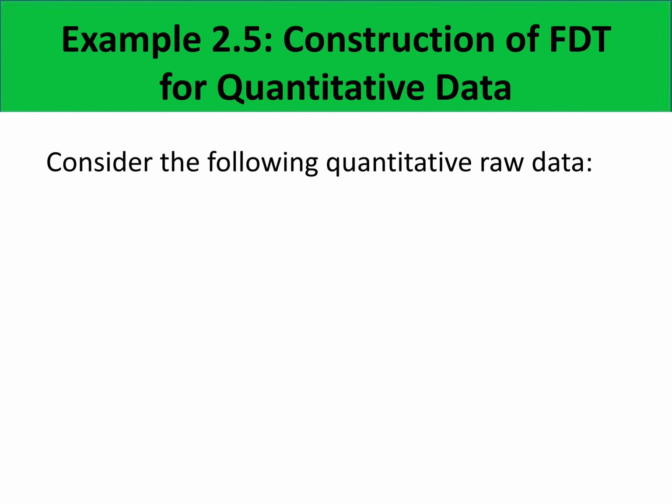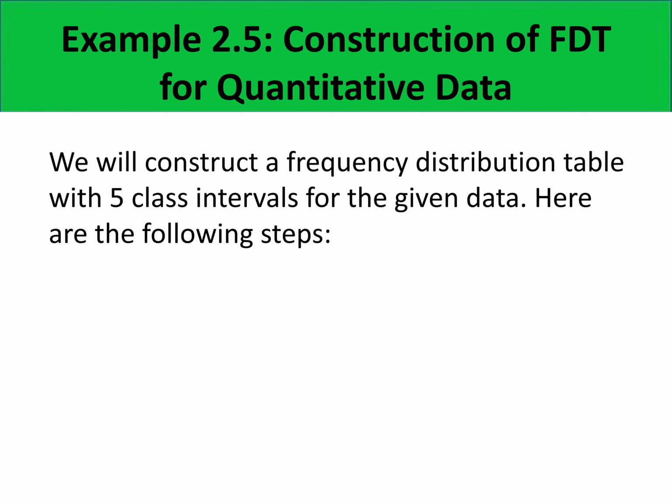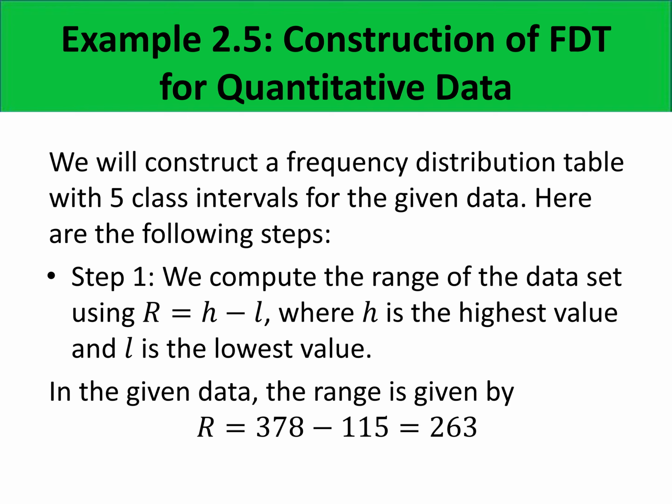Now let us have an example of constructing a frequency distribution for quantitative data by considering the raw data on your screen. Let us construct a frequency table that would consist of 5 class intervals. The first step is to compute the range of values by subtracting the lowest value in the dataset from the highest value. In our example, it is 378 minus 115 equals 263.